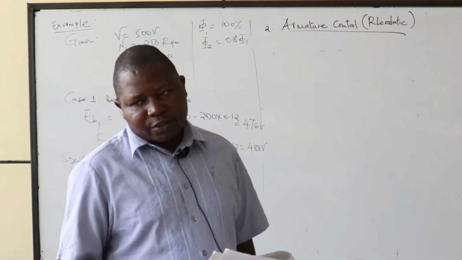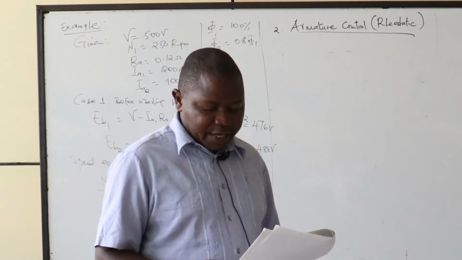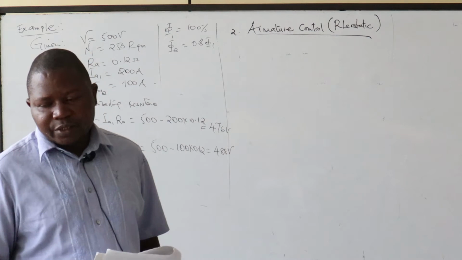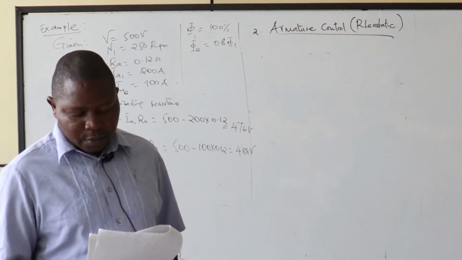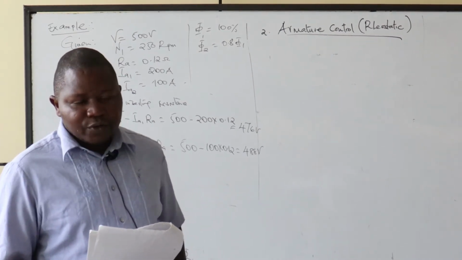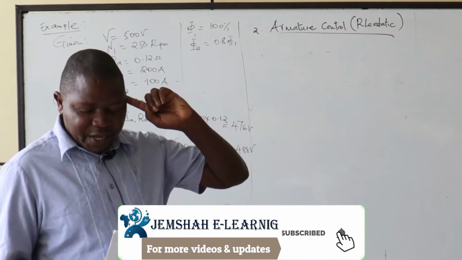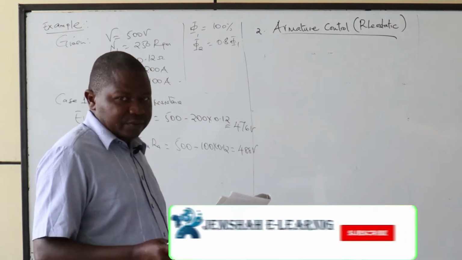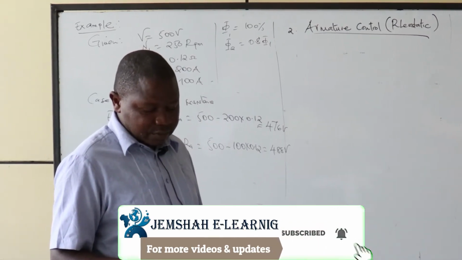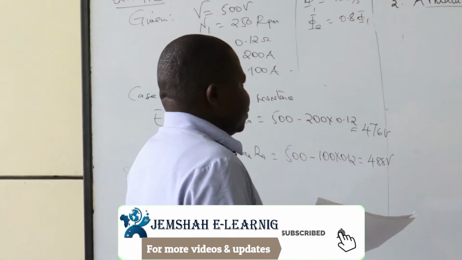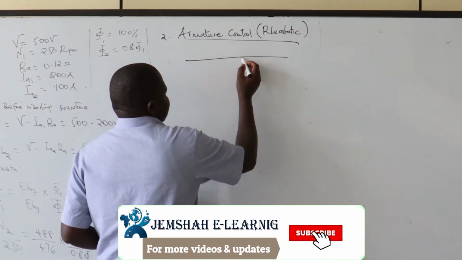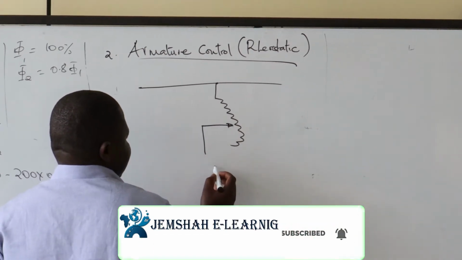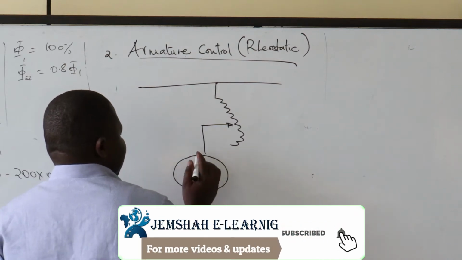So we can say this method is used when a speed below no load is required. The voltage across the armature is varied by inserting a variable resistor, called the controller resistor, in series with the armature.